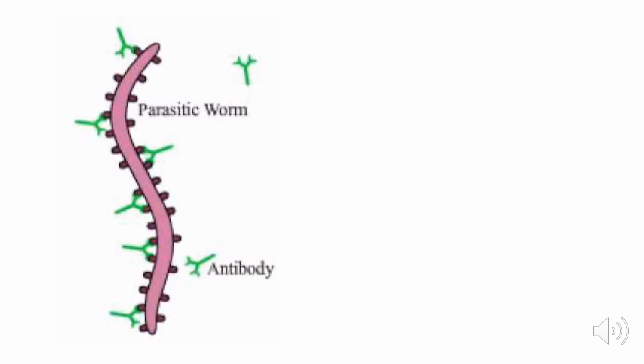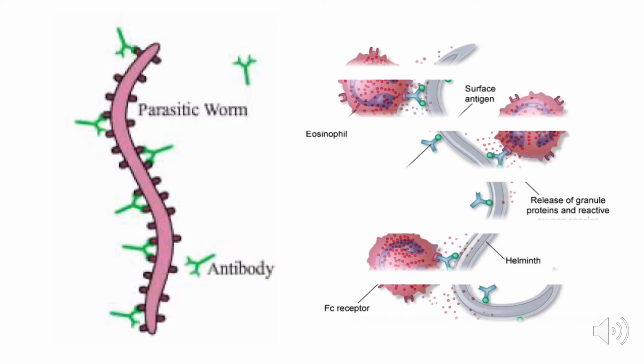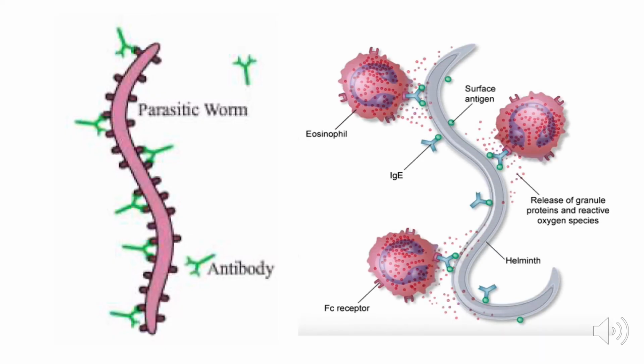These antibodies will bind to the antigens present on the surfaces of the worm, and these antibodies now will activate eosinophils to degranulate and release their major basic protein. And this process is called again what? Antibody-dependent cell cytotoxicity.